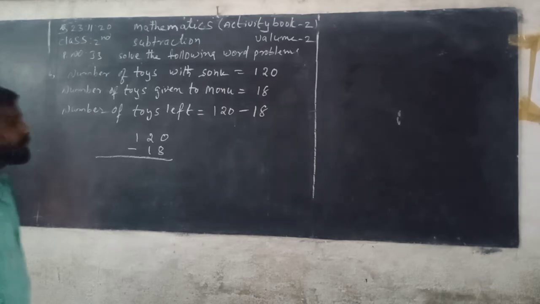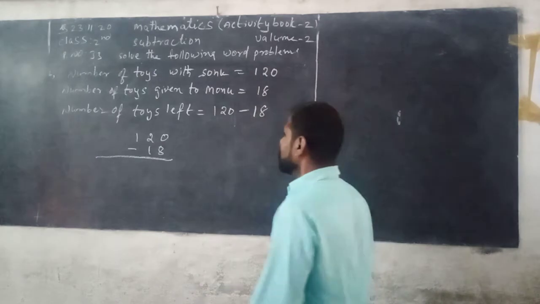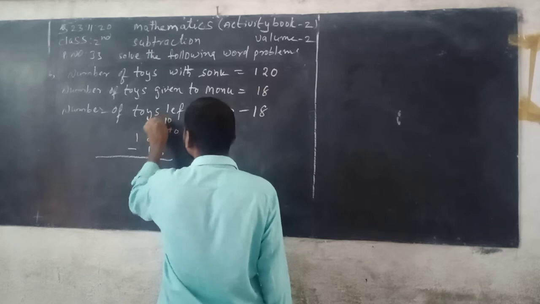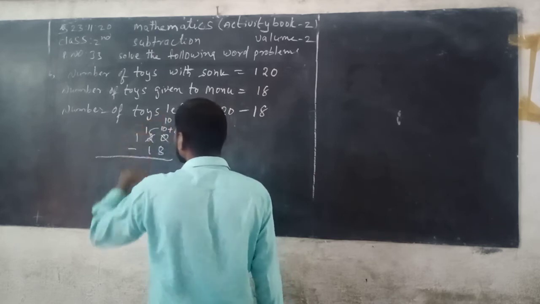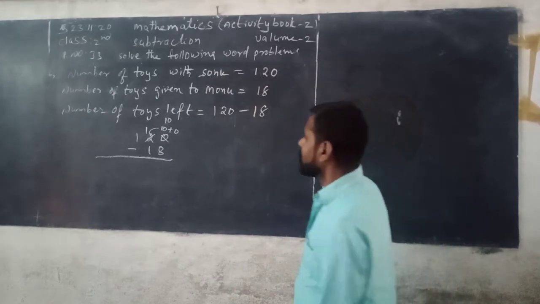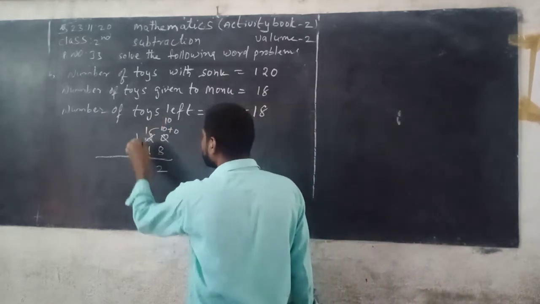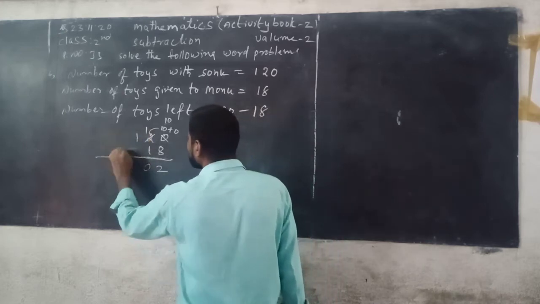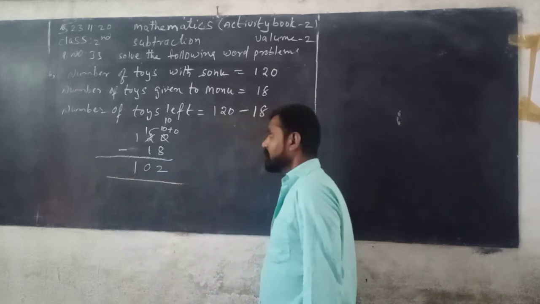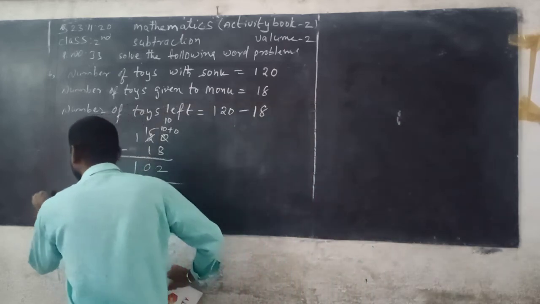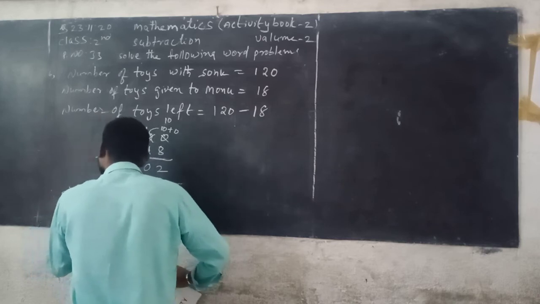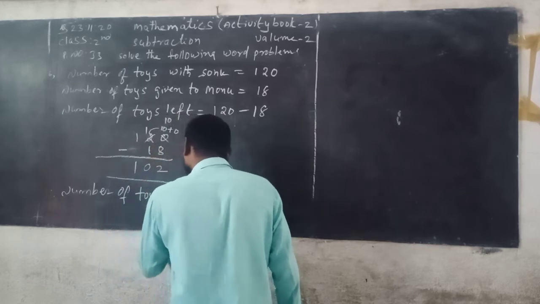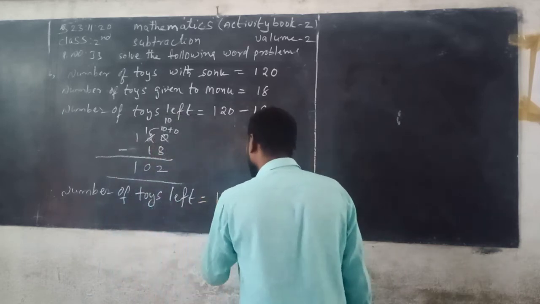See here, 0 minus 8 possible? Not possible. Now take borrowing from 2, it can give 10. 10 plus 0, you can get 10. So 2 it can cut, 2 becomes 1. 10 minus 8 you can get 2. Next we subtract the digits in ten's place, 1 minus 1, 0. In hundreds place there is no number, then you can write 1 as it is. Therefore, number of toys left is equals to 102 toys.